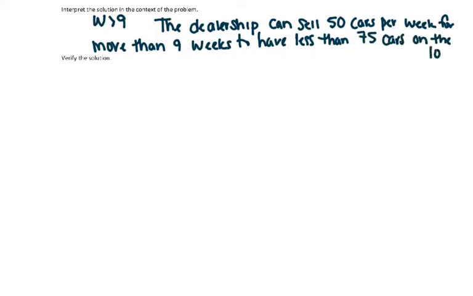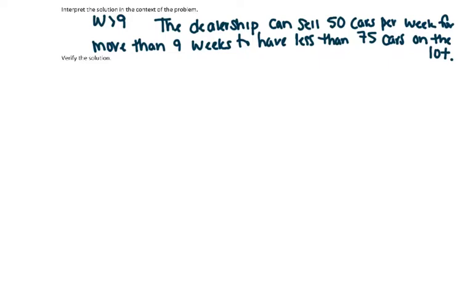And I want to show you guys why we can't say that we can sell equal to 9 weeks. We have to say greater than 9 weeks. And this is why. So we're going to verify our solution. And you guys are not going to have to do this in your homework, but it's still important for you to understand how to do it.